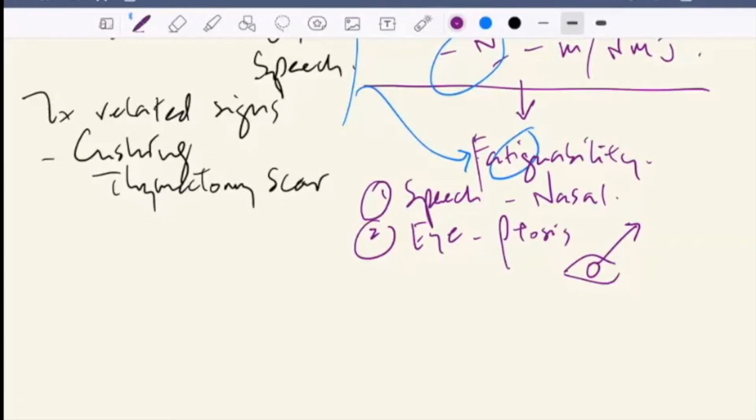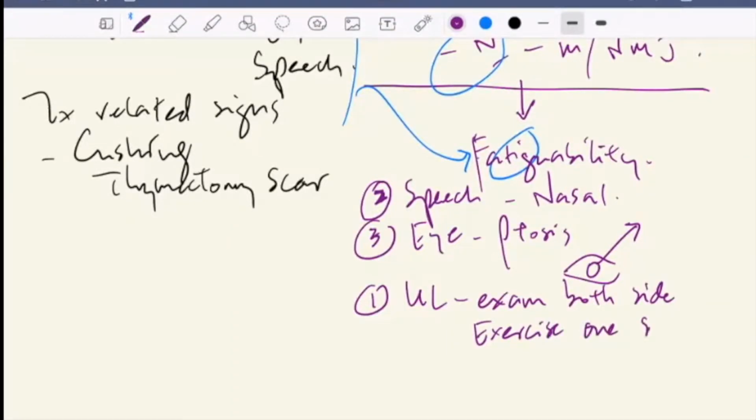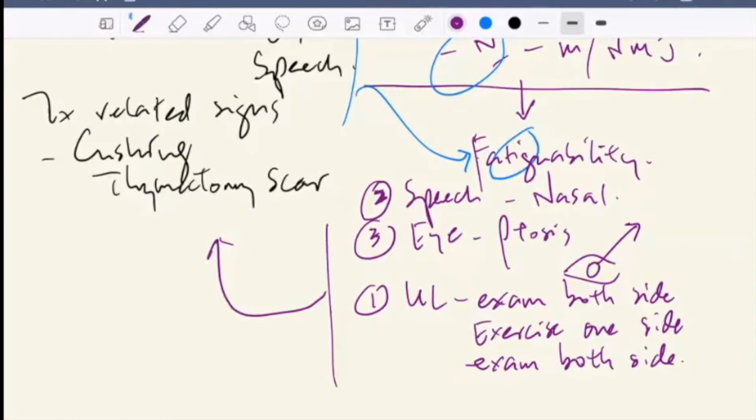But what is more important if this is an upper limb examination? The first thing you want to demonstrate is upper limb fatigability. So first examine both sides. Then exercise one side. Then examine both sides again. The reason you are doing this is so that you can make a comparison between the left and the right, or between the side you exercised and the side you didn't. Afterwards, you will go back, examine the scar for thymectomy, and look for cushingoid features.